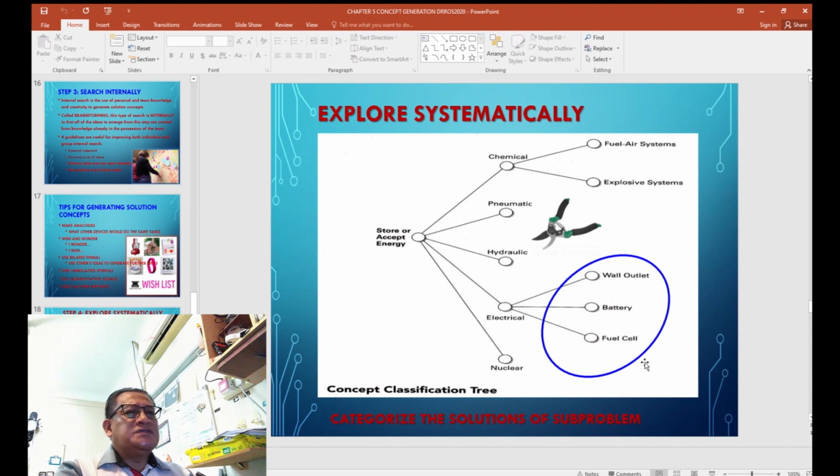In what way could you store the energy that you accept from the source? For example, is it by chemical, or is it by, for example, pneumatic, right? Or compressed air, which is called pneumatics, or is it by hydraulic, by compressed oil, or is it by electrical, AC or DC, or even fuel cell? So these are ways and methods to explore systematically what sort of technology power you need to drive your newly developed nailing machine.